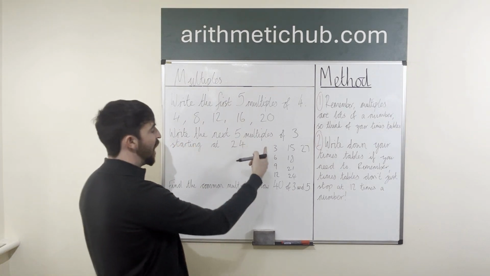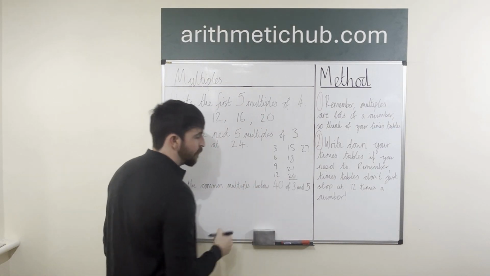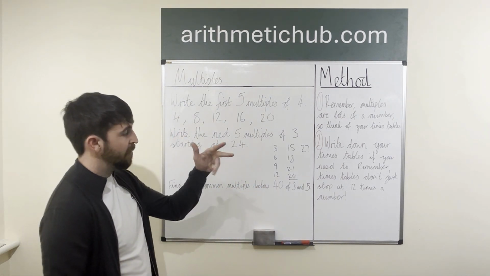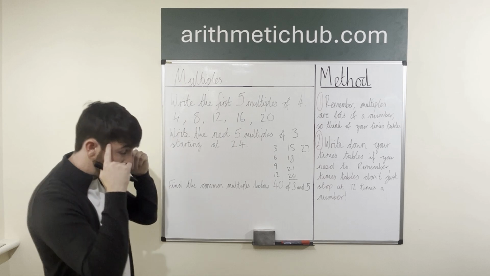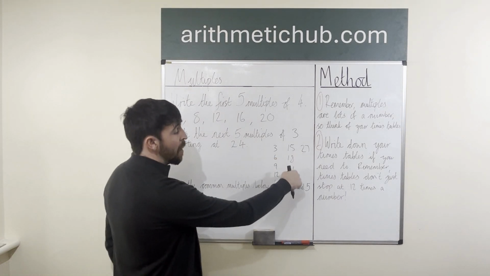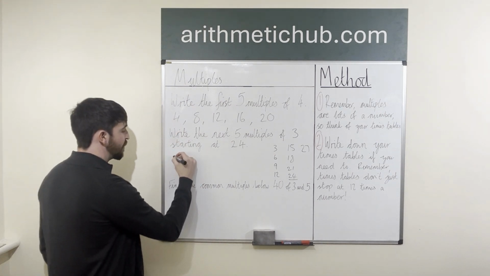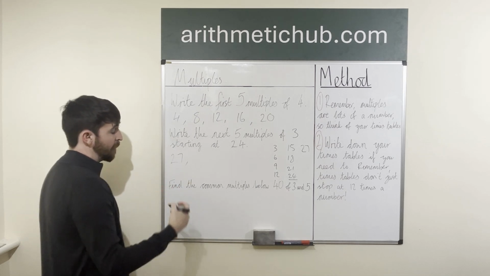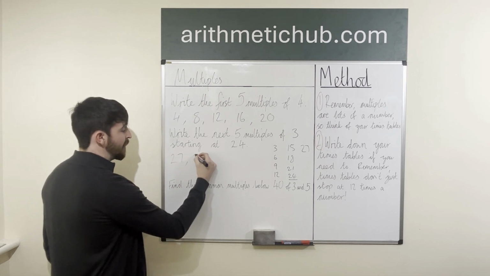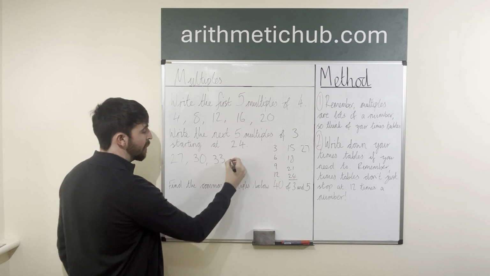So write the next 5 multiples of 3, starting at 24. So, I know I've started at 24. 3, 6, 9, 12, 15, 18, 21, 24. Okay, I've got 24 in my head. Now I need to find the next 5 multiples. So the next one's going to be 27, isn't it? Then, so 9 times 3 is 27. 10 times 3 will be 30. 11 times 3 will be 33.